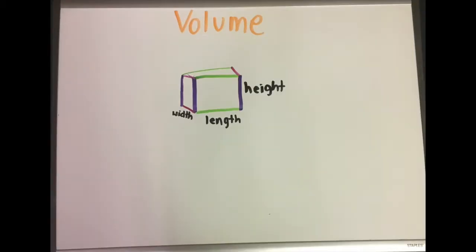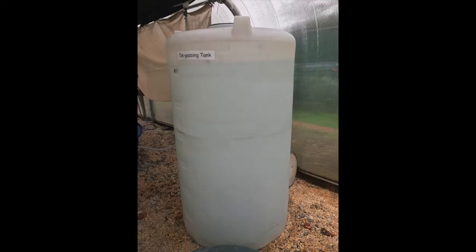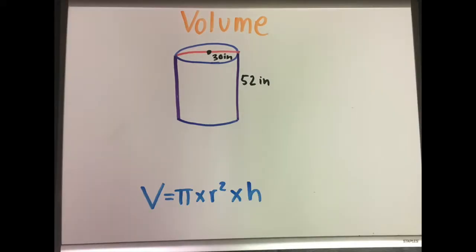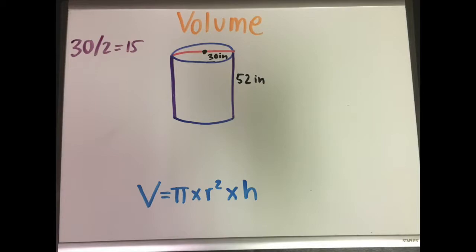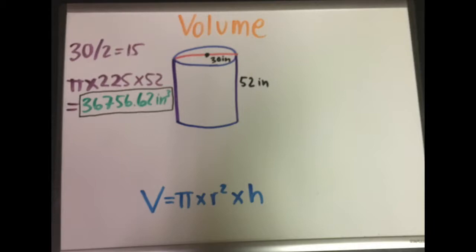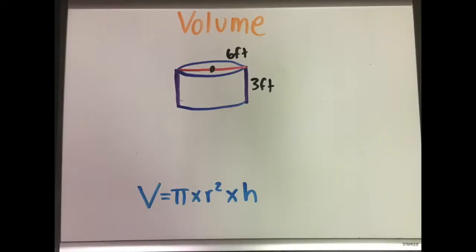Three-dimensional shapes measure by their length, width, and height. The degassing tank is a cylinder that has a 30-inch diameter and is 52 inches tall. The equation is pi times the radius squared times the height. 30 divided by 2 is 15, which is the radius of the cylinder. So the final equation would be pi times 15 squared, which is 225, times 52. The final answer is approximately 36,756.62 inches cubed.